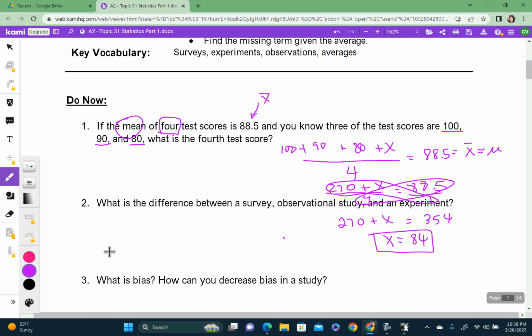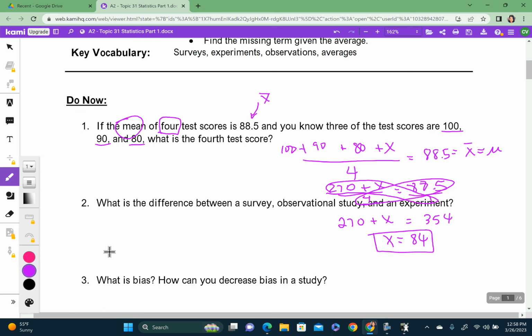All right, good. What's the difference between a survey, an observational study, and an experiment? So that's what today's lesson is. So you might think of a survey. You've been given surveys a lot in school. There's a New York City Department of Education that does a survey. Your parents or guardians have to do a survey. So we know what a survey is: questions that we're going to fill out.